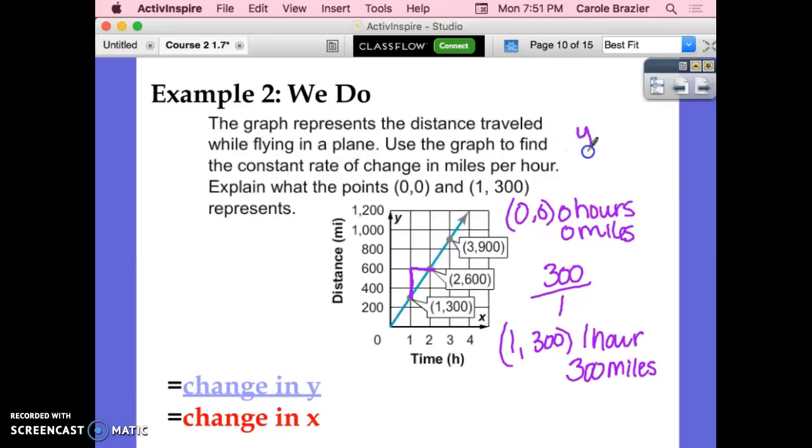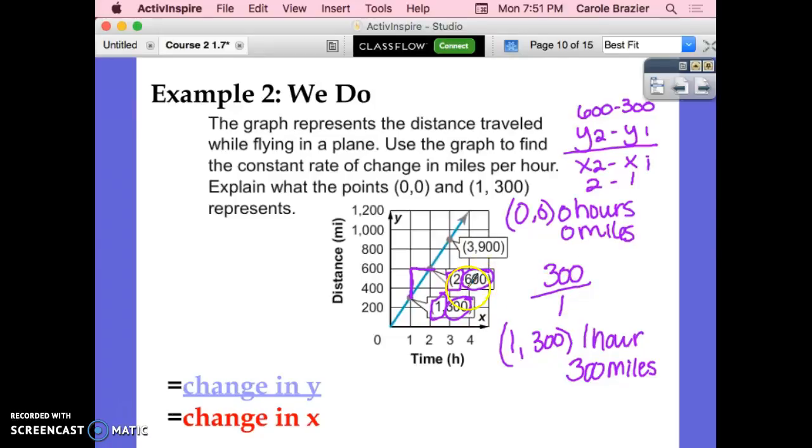If you want to write it down, it's your y2 minus your y1 over x2 minus x1. All that means is you are choosing 2 y values. So I can choose this y value and this y value and plug it in. So 600 minus 300, and that's what gave me this 300, okay? And then I can choose 2 x values, so 2 minus 1, and that's what gave me my 1.